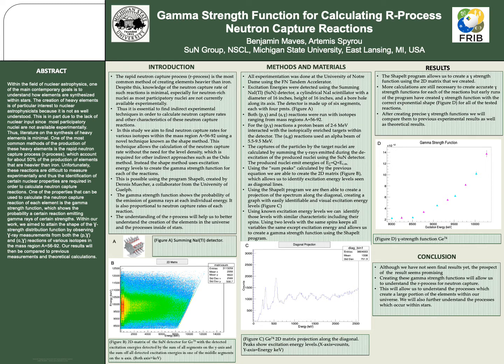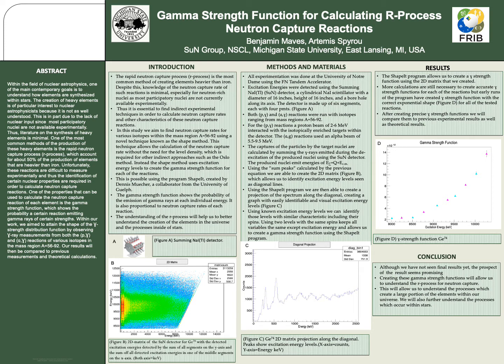The data collected for this experiment was done at the FN Tandem Accelerator of the University of Notre Dame. Excitation energies were detected using the Summing Sodium Iodide Detector, or SUN, a cylindrical sodium iodide scintillator with a height and diameter of 16 inches and a borehole along its axis. The detector is made up of 6 different segments, each with 4 PMTs, and is seen in Figure A.